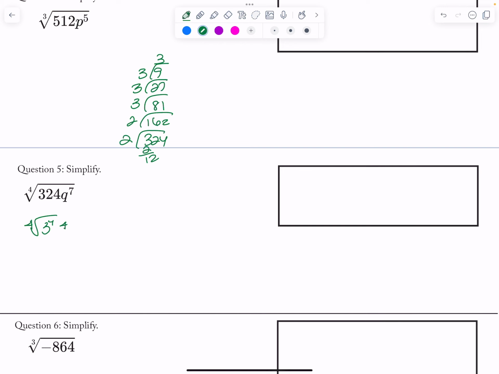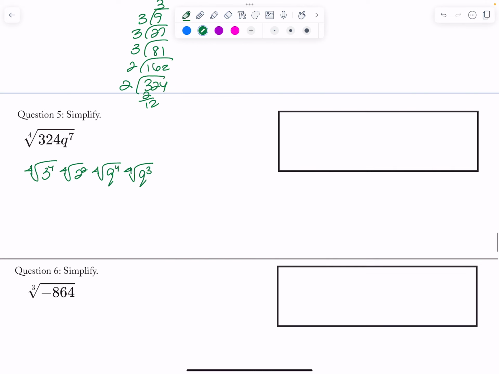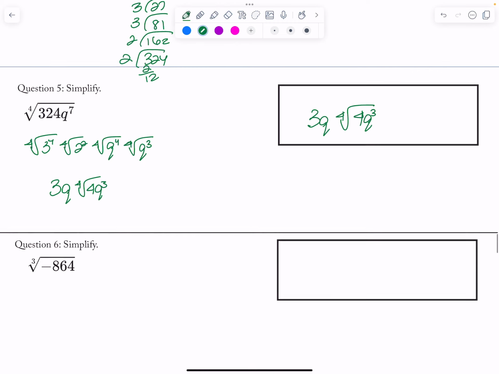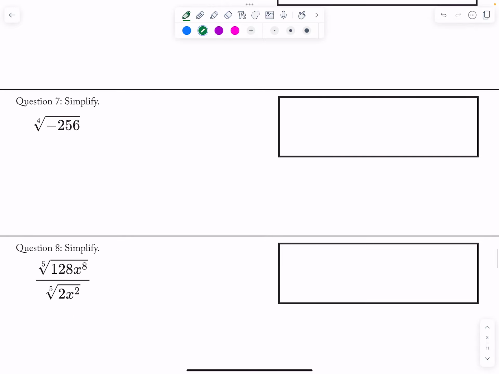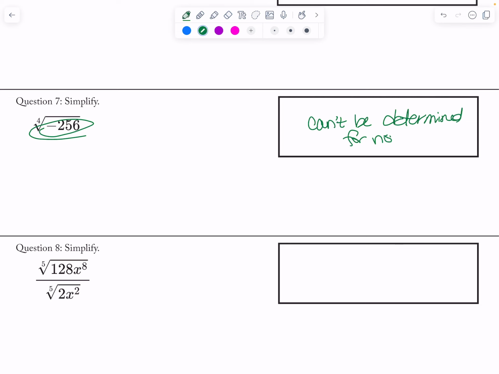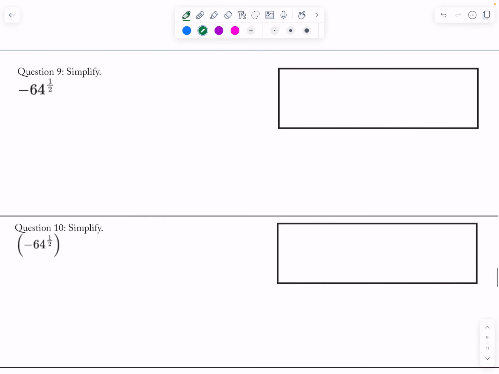4th root of 3 to the 4th. I have 2 2's. That doesn't help me any. And then I have 4 q's, and then I end up with 3 leftover q's. So now I have 3q, 4th root of 4q cubed. So 3 cubed, 4th root of 4q cubed. Try to say that fast. Okay. Negative underneath the root can't be determined for now. Okay. Number 9.